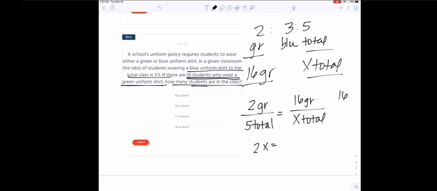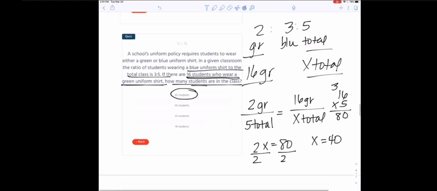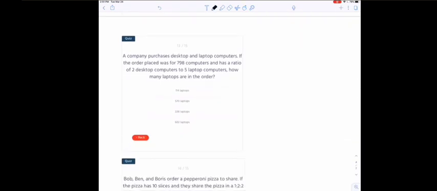So let's cross multiply. 2 times x is 2x. 16 times 5, let's solve it. 5 times 6 is 30, carry the 3. 5 times 1 is 5 plus 3 is 8. So 2x equals 80. I divide by 2 and I get x equals 40 students. Awesome. Let's move on to number 13.